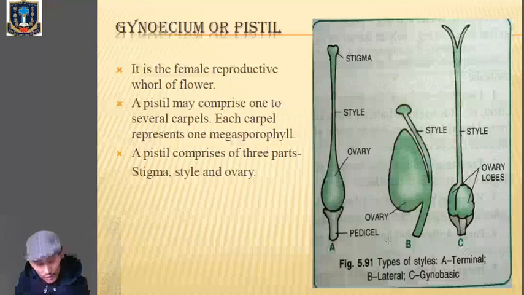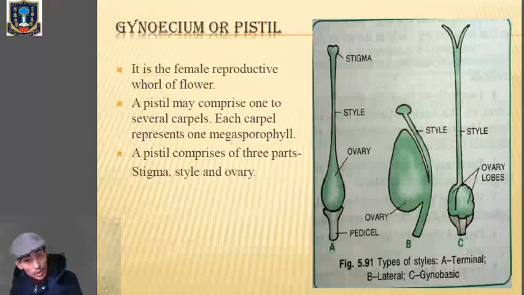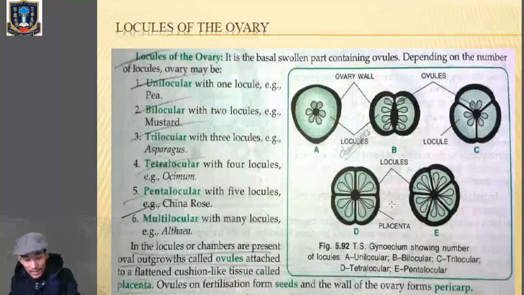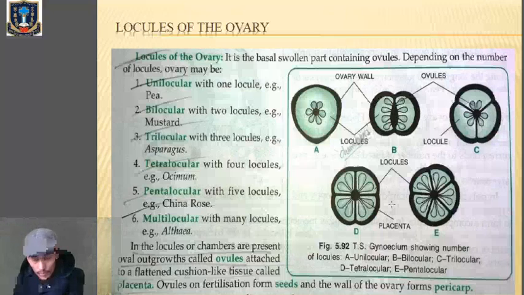Okay, and endosperm is 3n. 3n means triploid. So the zygote will be diploid, whereas the endosperm will be triploid. So kindly keep this in mind. Okay, now let us see the locules of the ovary. It's on page number 5.53. So it is the basal swollen part containing the ovules. Within the ovary we will find the ovules. The basal swollen part that contains the ovules is generally known as the locule of the ovary.